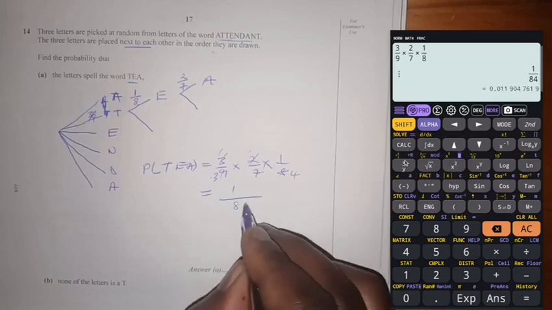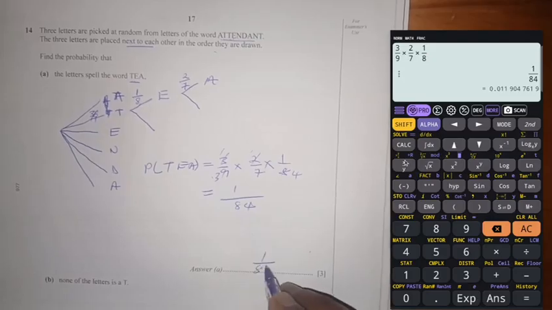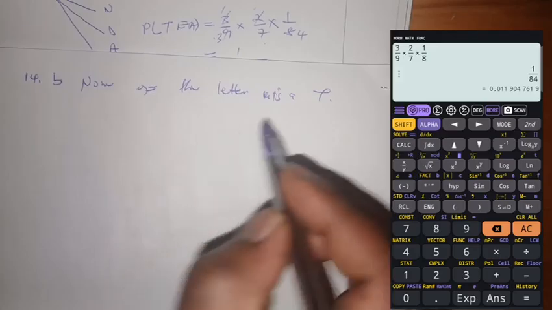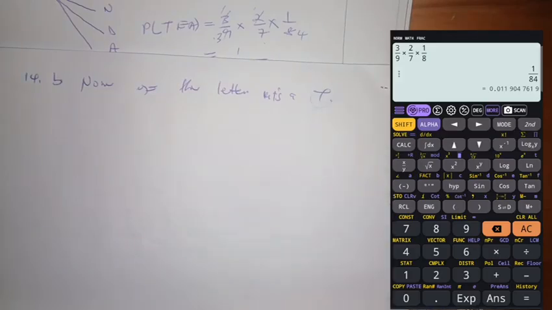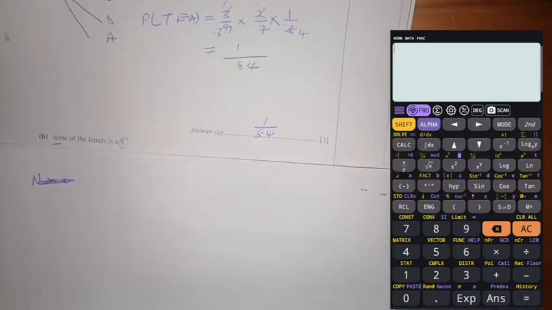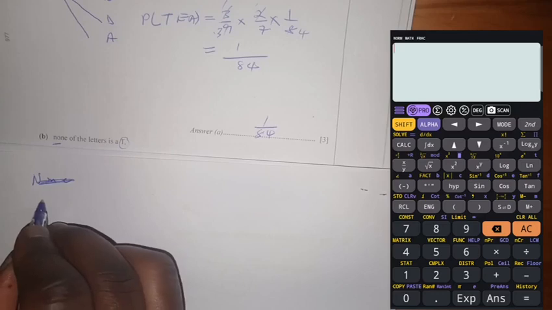The answer is 1 over 84. So now on question number B, you are required to find the probability that none of the letters is T. T must not be in the outcome. So let's try to construct the tree diagram. Now on question B, none of the letters is T, so we're expecting something like this.